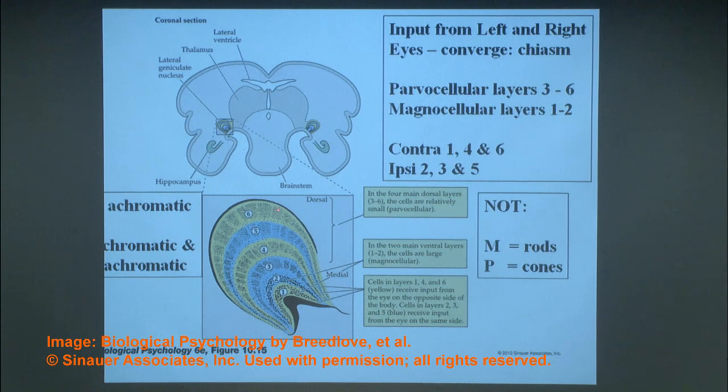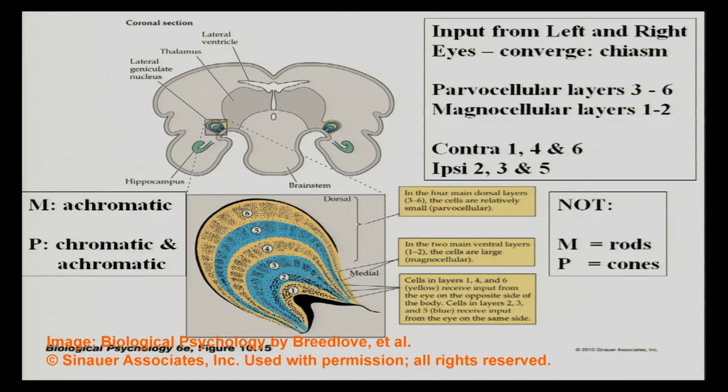If you were to map the receptive fields down one of these columns of cells, they would have receptive fields all in about the same location of visual space. As you moved across here, you would move in one direction in visual space. The receptive fields would change systematically. And you can imagine that you could move forward and back, because this is a section, and the receptive fields will move in a different direction of visual space. So there's a map on the lateral geniculate nucleus.